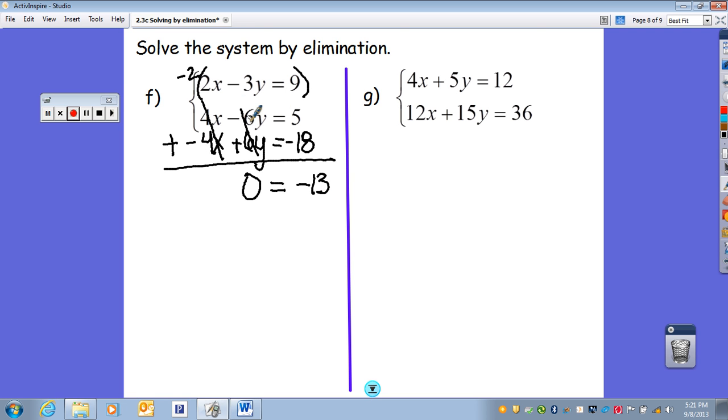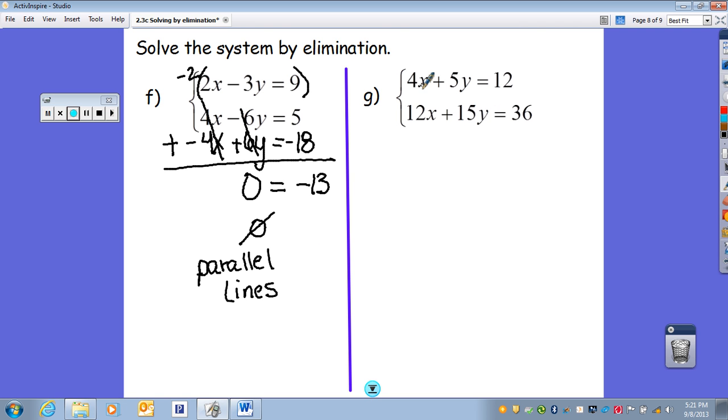In this situation, both of my variables dropped out. This should look familiar to you. We've had this situation before. 0 equals negative 13 is not true. That means there is no solution. And when we're solving a system of equations where there is no solution, that means that our lines are parallel.